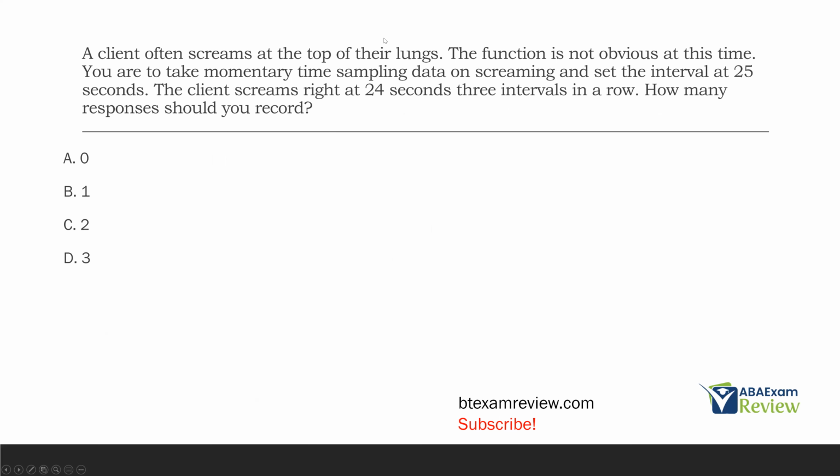We know we're using momentary time sampling. Momentary time sampling sees us doing what? Well, we are looking at the end of each interval if the client is or isn't engaged. So how long is our interval? Our interval is 25 seconds. So at 25 seconds, or every 25 seconds, we're going to check on the client's behavior. If they're responding, it counts. If not, it doesn't. The question says the client screams right at 24 seconds.